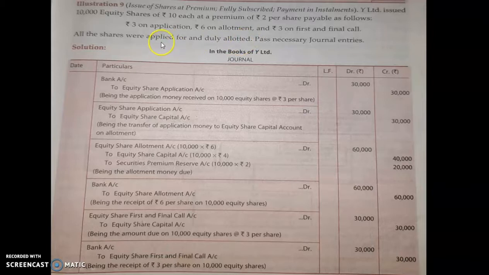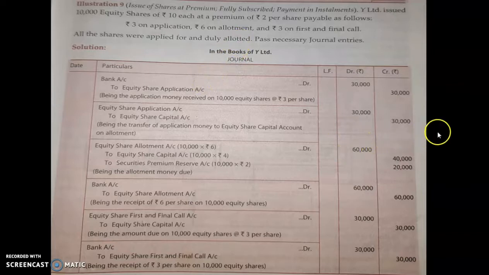So whatever shares, that is, we have offered 10,000 shares to our shareholders or the public, and they have applied for those 10,000 shares and they have been allotted the shares that they asked for, or their requirement was fulfilled by the company. So you are preparing the journal entries of Y Limited. From Y's point of view, you have to pass the entries.